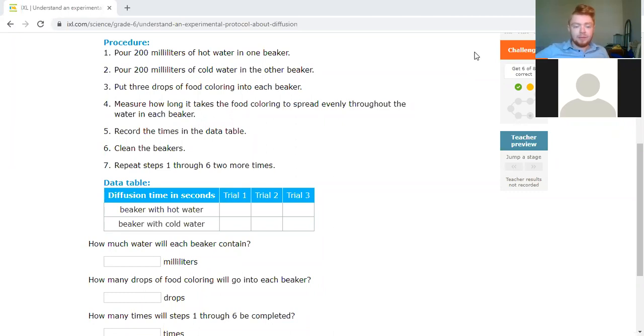Yeah, okay, cool. Yep, she is right. It is indeed 200. That's what it says in our procedure. All right, now how many drops of food coloring will go into each?